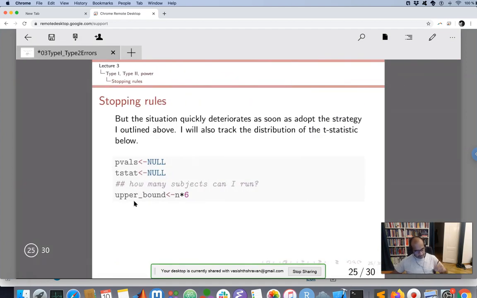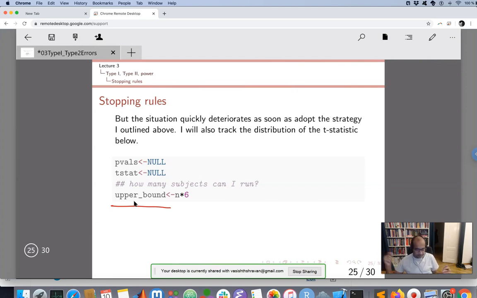Very good, right? But now suppose I adopt this strategy that I told you that I did adopt when I was a graduate student, right? I stop and check after a few trials. Okay, so what I'm going to do is I decide that the maximum number of subjects that I can run is n times 6. So n was 10, so 60 subjects is all I can afford.